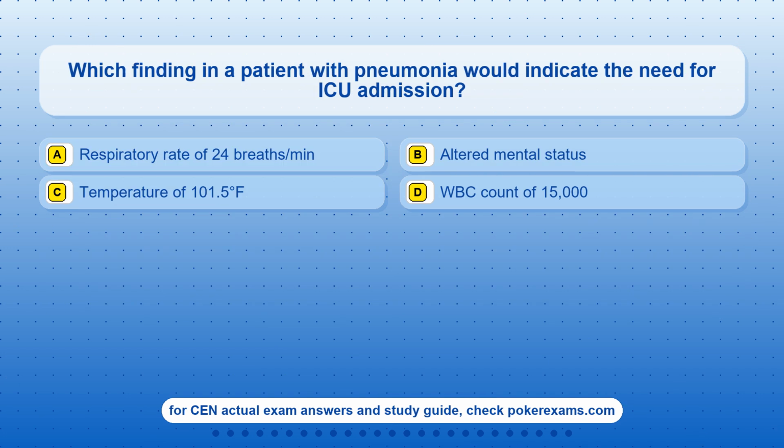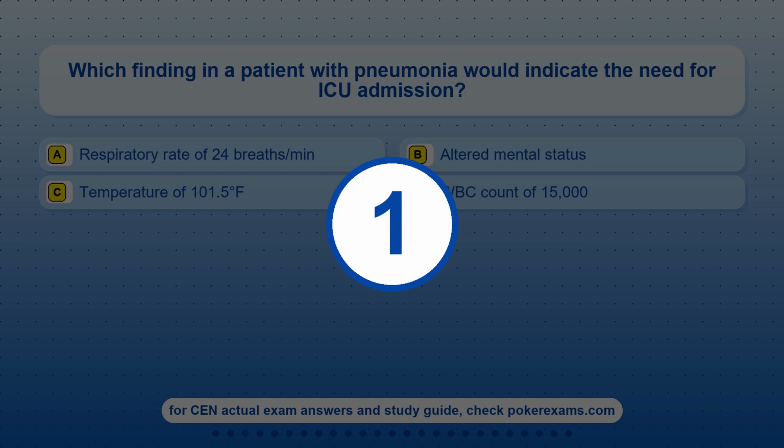Question 17. Which finding in a patient with pneumonia would indicate the need for ICU admission? Option A, respiratory rate of 24 breaths/min. Option B, altered mental status. Option C, temperature of 101.5 degrees Fahrenheit. Option D, WBC count of 15,000.